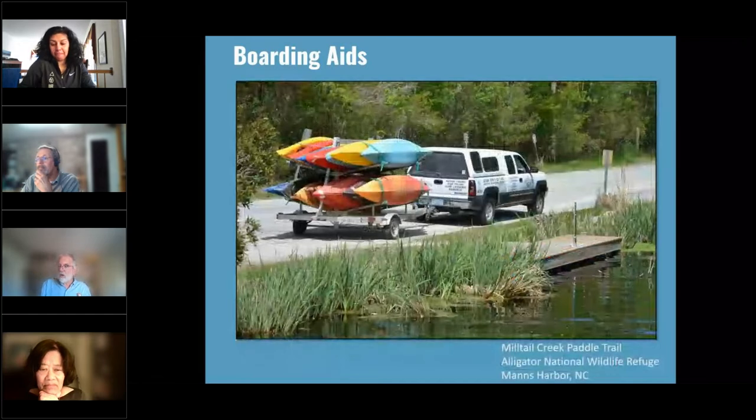And this one, all they did, and again, it's not on the canal, in fact, it's in North Carolina, they simply put an upright post firmly attached to the edge of the dock.